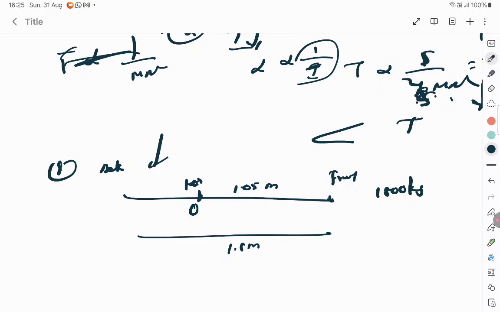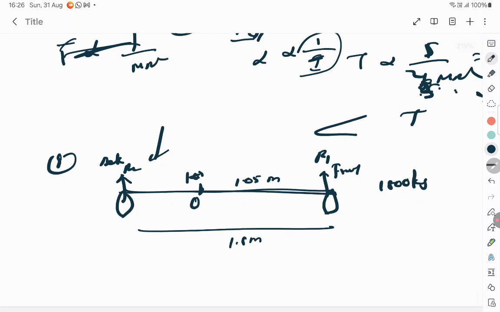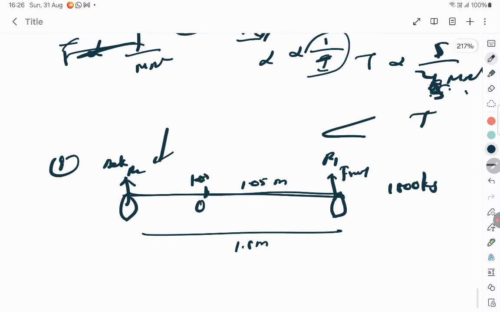So determine the force exerted by the level ground on each front wheel and back wheel. This is the car, this is the front wheel and this is the back wheel. There will be normal reactions, R1 and R2, for the front wheel and the back wheel. The distance from this side is 1.05, and this side will be 1.8 minus 1.05, which is 0.75.